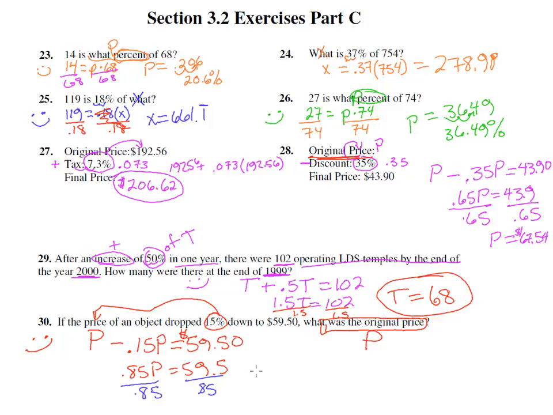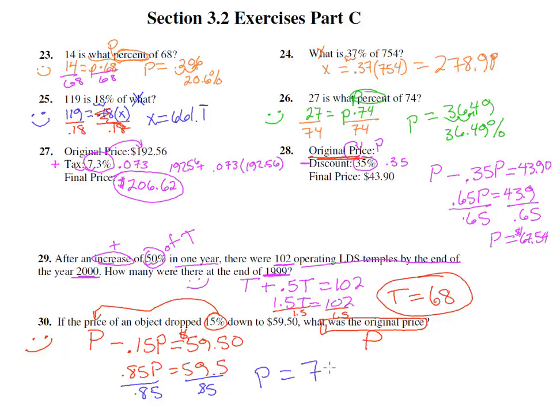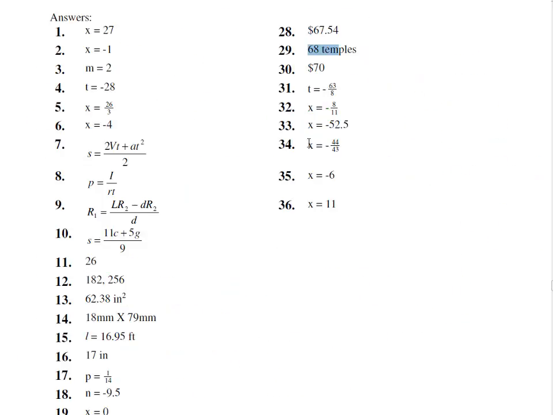And we get that P equals, calculator, 59.5 divided by 0.85 equals $70 exactly. Let's double check that in the answers. And that is correct. Good.